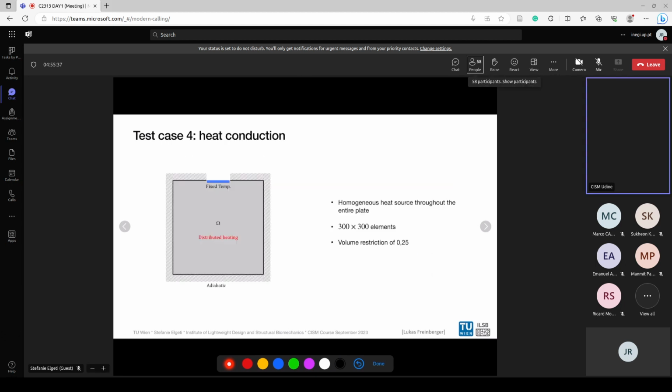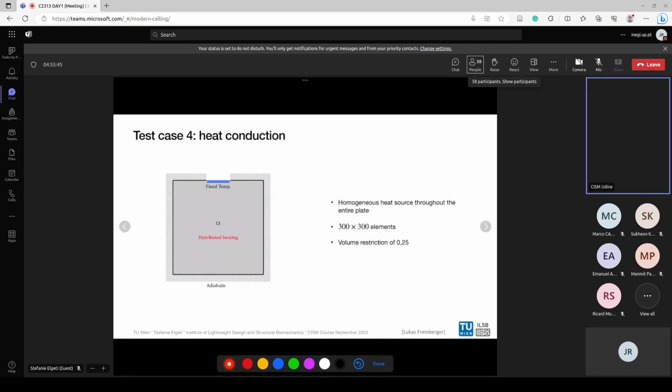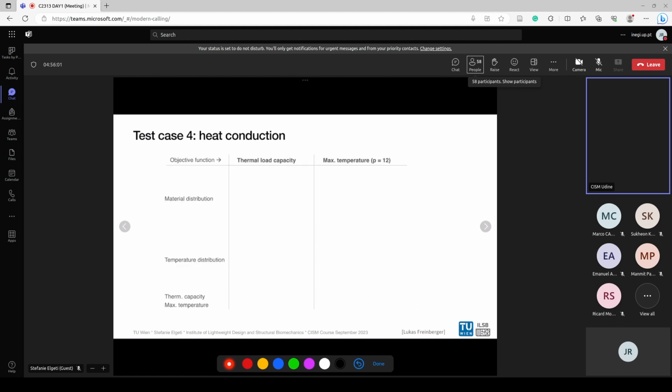And then finally, the heat conduction, just because the shapes are so pretty. Let me say something. So we have this plate with boundary conditions. We have a fixed temperature here on the top in the middle. And we have a volume restriction of 0.25 and a homogeneous heat source throughout the entire plate.